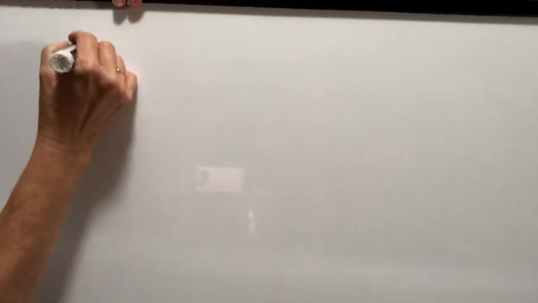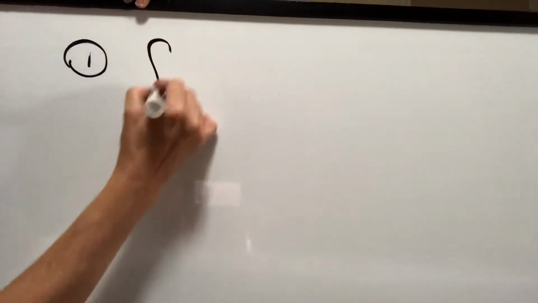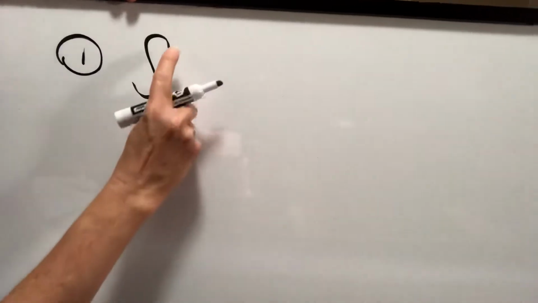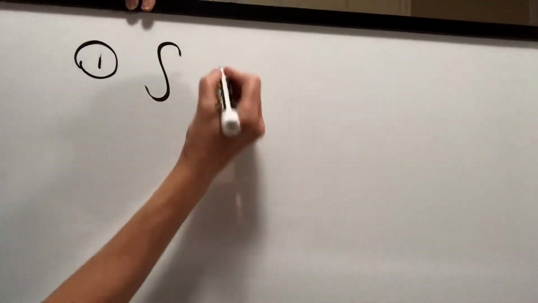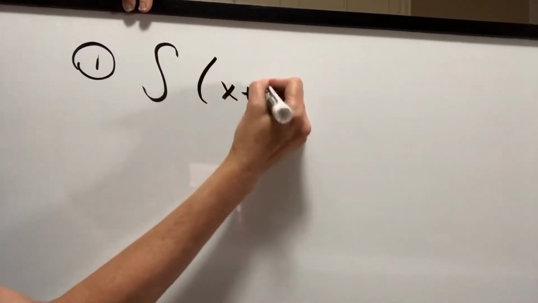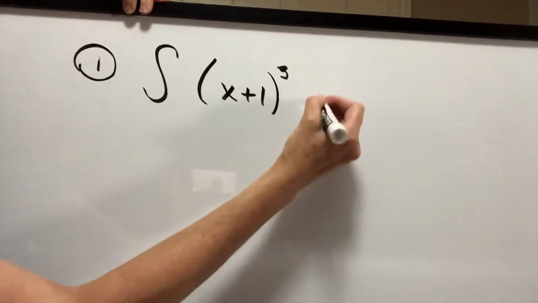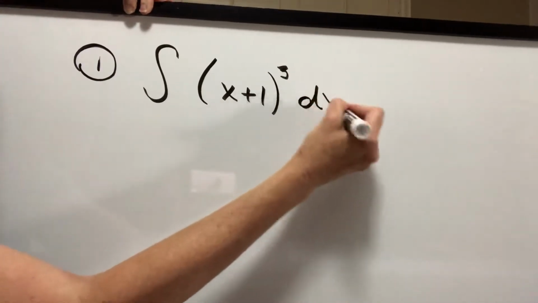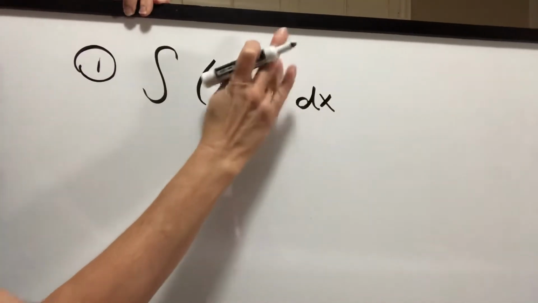These 5 that we're doing today will not be so bad, and then later we'll do some harder ones. For number 1, we have an indefinite integral. Remember, it's called that because there are no numbers at the top and bottom to say that we're only going over a certain interval. So this is indefinite. And then we have (x plus 1) cubed, and then dx. That's a 3, I should make that better.